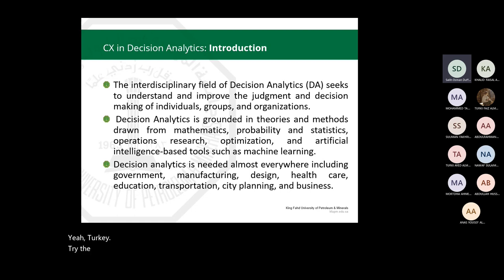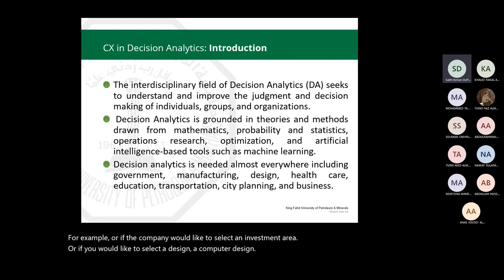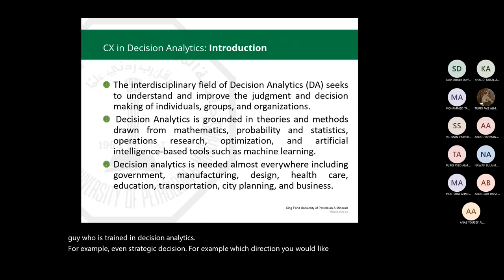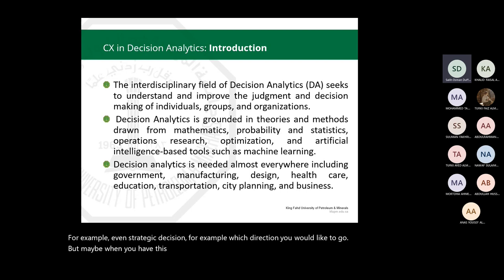In a Saudi organization, for example, if a company would like to expand, then they will have options. Or if the company would like to select an investment area, or select a computer design, you have options usually, and every option has pros and cons. For this, they need a person trained in decision analytics. Even for a strategic decision, for example which direction you would like to go, you need somebody to help you think logically, using some methodology.